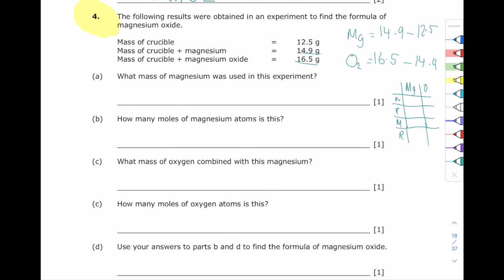So first of all, the mass of the magnesium should have been 2.4 grams. Moles then is 2.4 divided by 24, and that gets you 0.1. Your mass of your oxygen then is 1.6 grams, and your moles is 1.6 divided by 16, which is 0.1. So if you were working down here and here, you would have had 0.1 and 0.1. We divide them both by the smaller one. They're both the same, so we divide them both by 0.1 and we end up with a 1:1 ratio. So for every 1 magnesium, you'll have 1 oxygen. And that gives you your final answer.